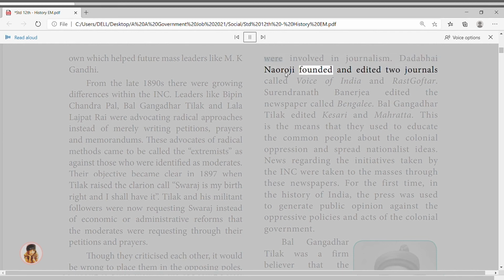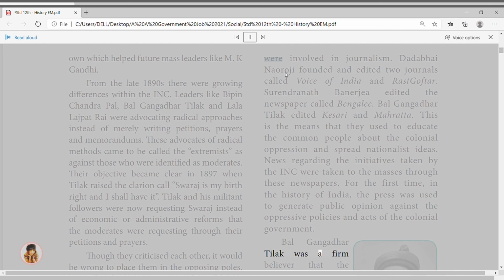Dadabhai Naoroji founded and edited two journals called Voice of India and Rast Goftar. Surendranath Banerjee edited the newspaper called Bengalee. Bal Gangadhar Tilak edited Kesari and Maratha. This is the means that they used to educate the common people about the colonial oppression and spread nationalist ideas. News regarding the initiatives taken by the INC were taken to the masses through these newspapers. For the first time, in the history of India, the press was used to generate public opinion against the oppressive policies and acts of the colonial government.